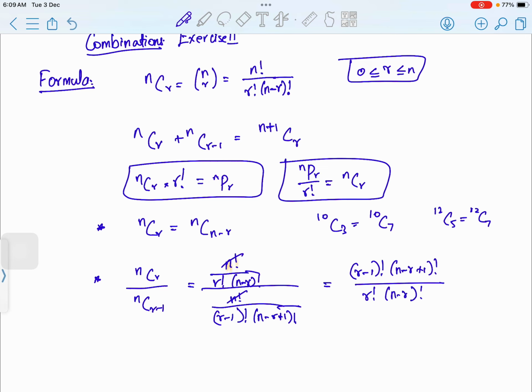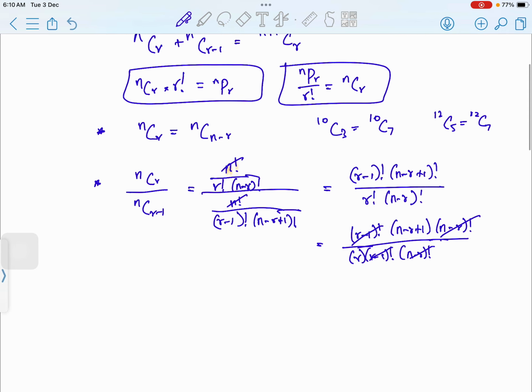So when you expand this, in the denominator r factorial is bigger, so we can write r into r minus 1 factorial. In the numerator, n minus r plus 1 factorial is bigger, so if we expand that, this and this cancel, this and this cancel. Finally we can say nCr by nCr minus 1 equals n minus r plus 1 by r. Important results, note down.